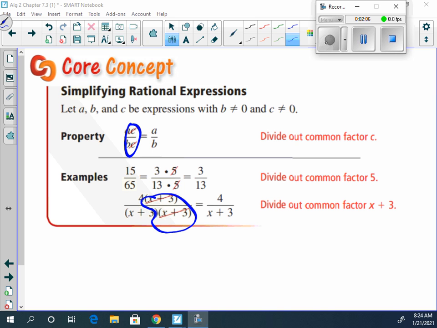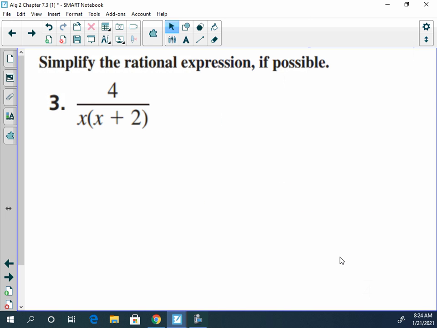So anything that's in common on top and bottom, we're going to simplify it out. It simplifies completely. Really, this is just going over the fact that anything divided by itself is 1. So we want to make sure when we're simplifying rational expressions, there's nothing in common on top and bottom. So what can we simplify in this first problem here?